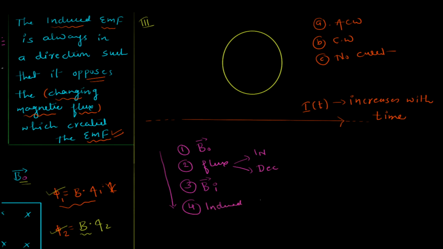I'm sorry, one second. It is the induced current which gives the induced magnetic field, in fact, but we are working backwards. So what we'll do first is identify the induced magnetic field, and then we'll come to the induced current. All right, so let's go through these steps one by one. Let's first do this: direction of original magnetic field.